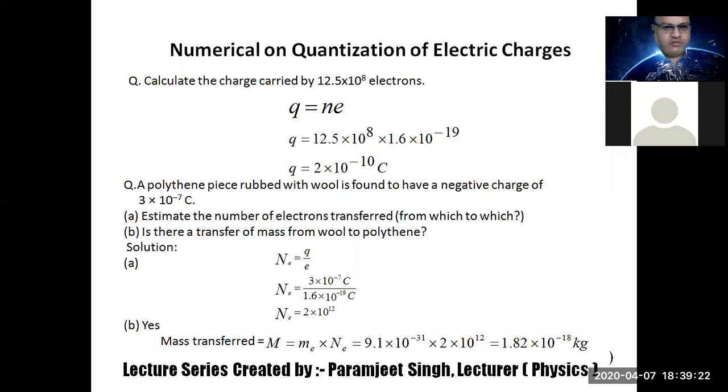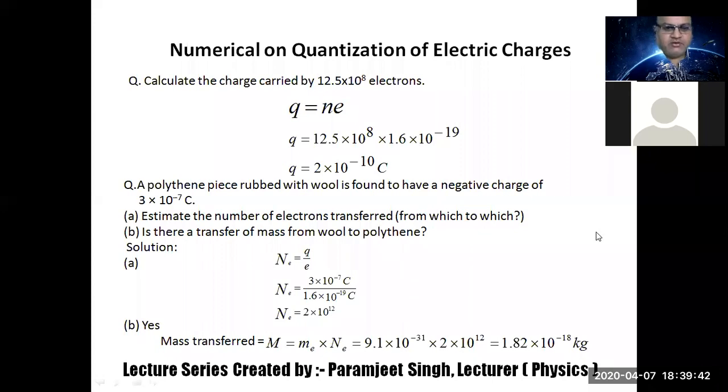So again, next numerical. Let us discuss this numerical. Keep your notebook and pen ready and note down simultaneously equations. Next question is: calculate the charge carried by 12.5 into 10 raised to power 8 electrons.